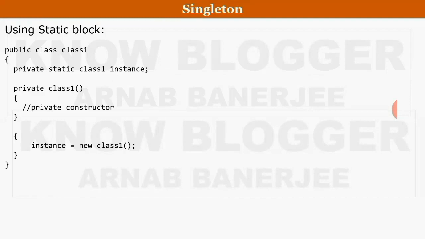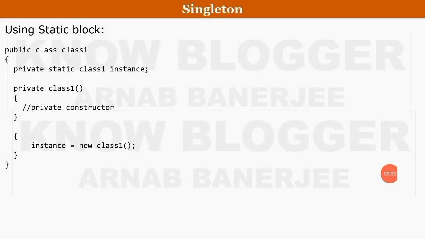So here is the code. You can see the code: Class1 is the class name. Under that we are declaring one variable, instance, which is private static, and the data type is Class1. Then a private constructor, and then the static block. Within the static block we are assigning the value of the instance variable with a new instance. So this is how we can create another singleton class, and now we have the option to manage exceptions because we have the static block, and within the static block we can manage our exceptions.